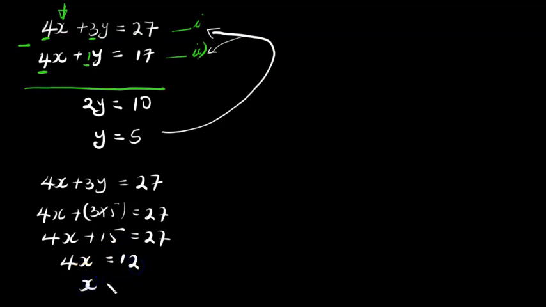So x equals 12 divided by 4, and the answer is 3. So our solution is x equals 3 and y equals 2.5. That's the solution for this system of equations. That's how easy elimination looks.